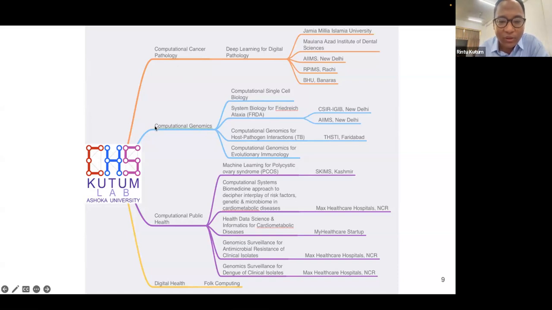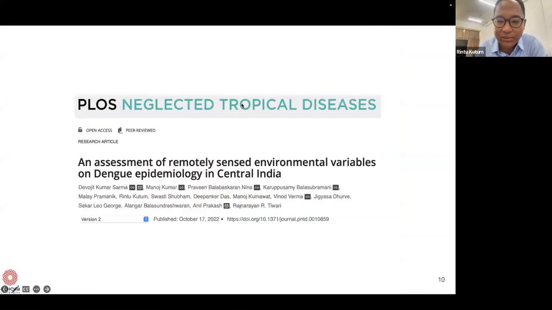Apart from that, we also work in computational genomics, where we have done single cell biology and systems biology approaches for predicting ataxia, host-pathogen interaction on the TB side, and also evolutionary immunology. A lot of the work that you see here is collaborative effort. I typically participate in the computational part of it. The experimental part is taken care of by the collaborators.